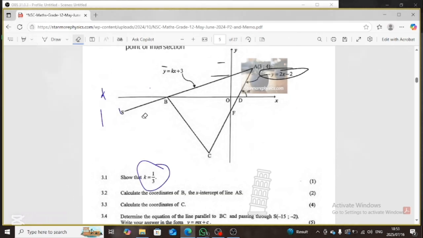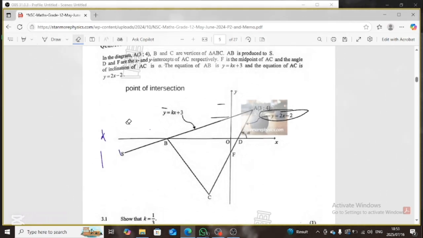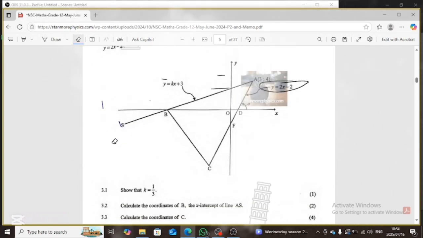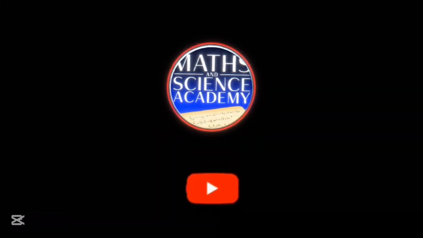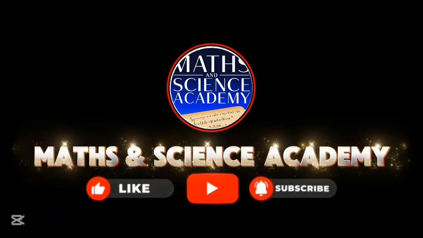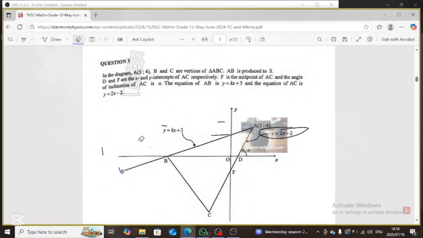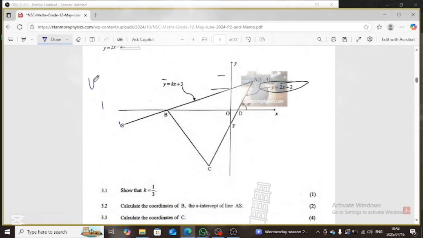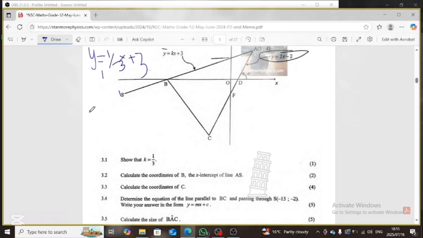Question 3.2. We are supposed to calculate the coordinates of B, the x-intercept of the line with the equation y equals kx plus 3. Pause the video and give it a try. Since we already calculated the coefficient k equals 1 over 3, we have the equation y equals 1 over 3x plus 3. Remember, we are supposed to calculate the x-intercept of this line, finding the x-intercept of a function.